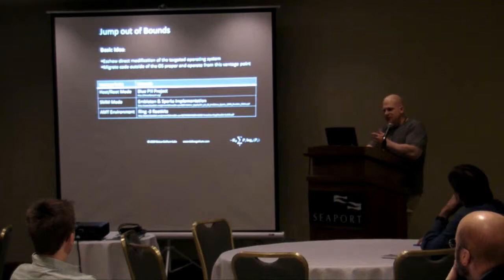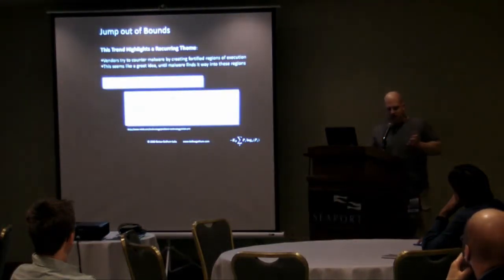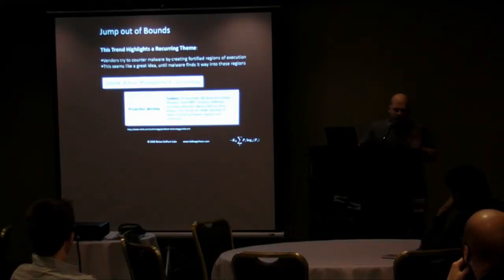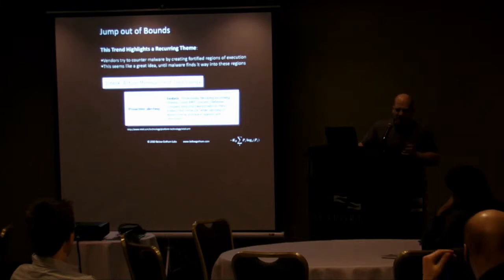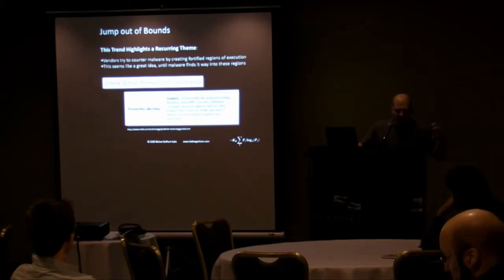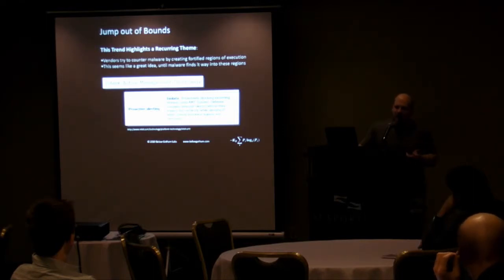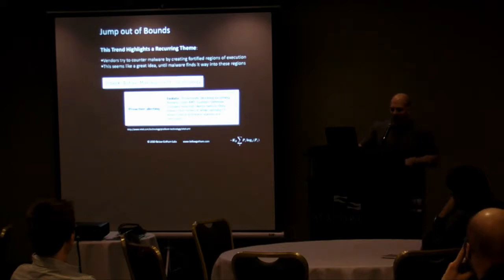So this is kind of a trend, and that is that the vendors try to create these fortified regions of execution where they say, okay, we want to protect ourselves a little bit better by going outside of this 2-ring model and getting to a higher or lower ring, I guess you'd say that. Getting to a lower ring where we'll be a little more protected from malware. So it's not a bad idea, but what happens when the malware finds its way into those lower rings and subverts that?